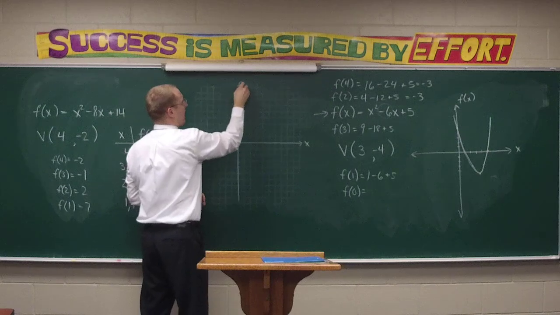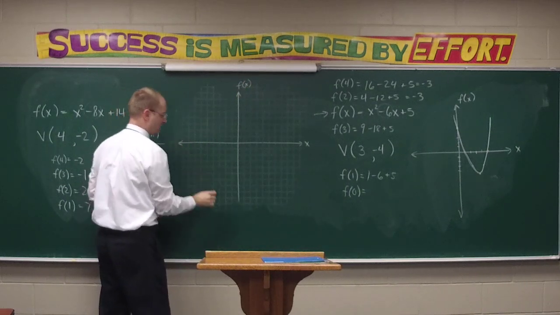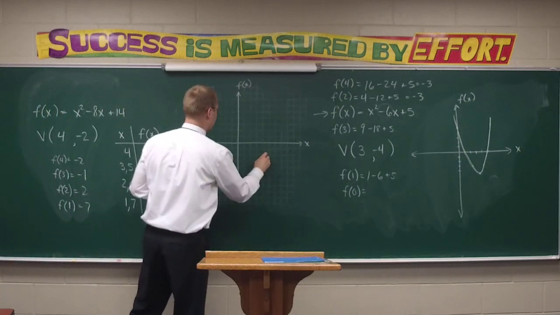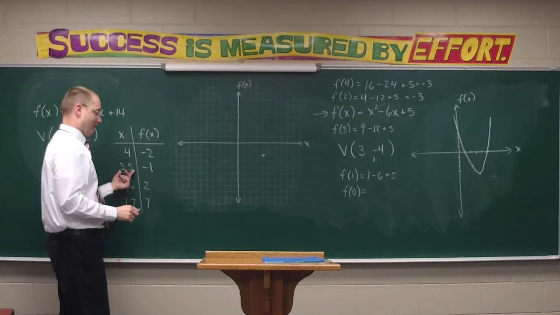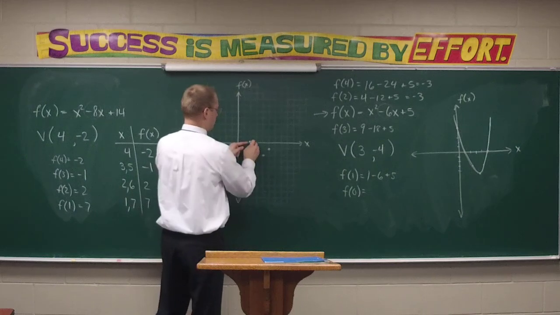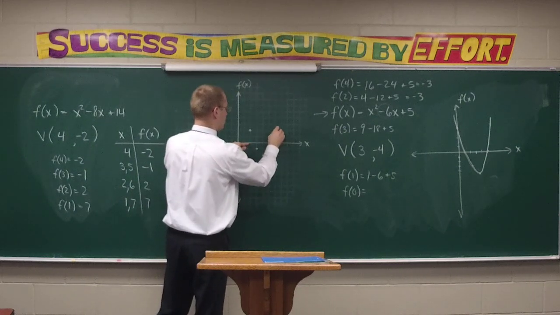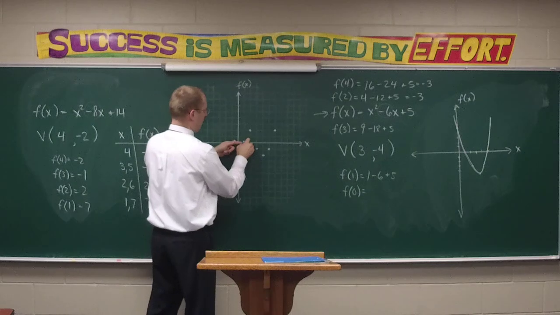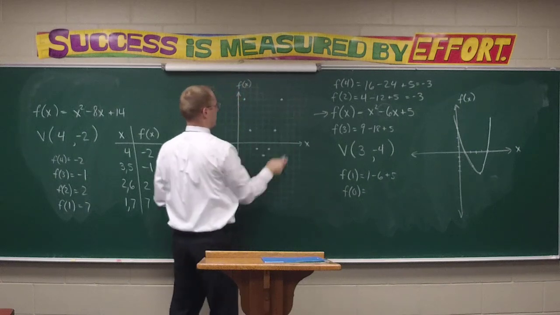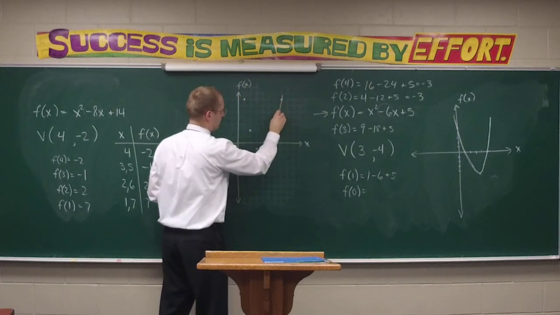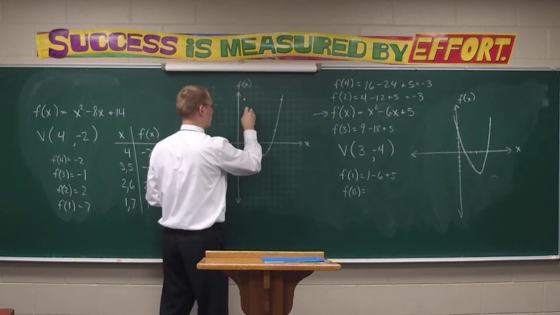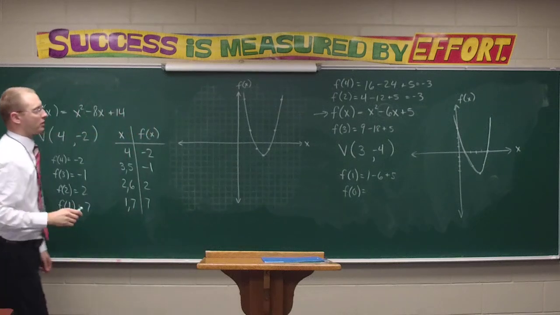And again, it's not x and y anymore, it's x and f of x. F of x means the same thing, obviously, but it's the notation we're using. And we'll plot a point at 4, -2. And then 3 and 5 are both going to have -1. So 3, -1, and 5, -1. 2 and 6 are both at 2. So 2, 2, and 6, 2. And then 1 and 7 are both at 7. So 1, 7, and 7, 7. And then we connect the dots. Try to get a nice smooth curve like that.